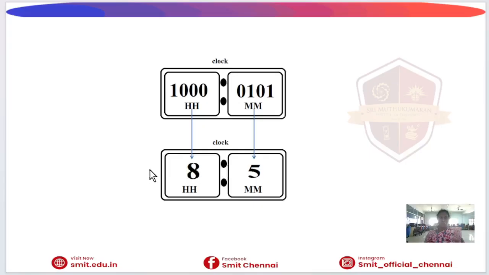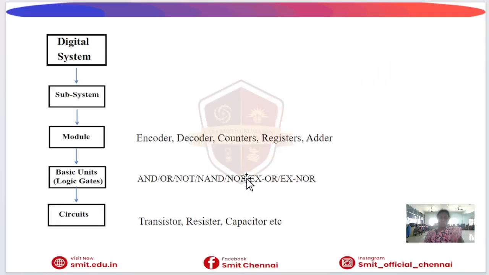We are giving an analog input 5, but it is transformed into digital form, that is 4-bit, 8421. The 8 place is 0, the 4 place is 1, the 2 place is 0, and the 1 place is 1. So 4 plus 1 is 5. Next is the encoder, decoder, counters, and registers, which are added in this digital system as subsystems.